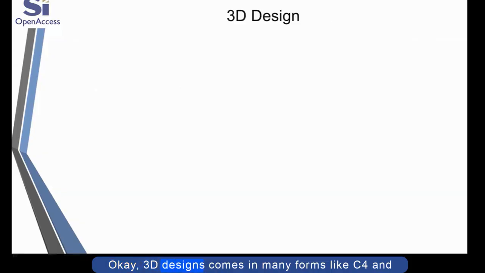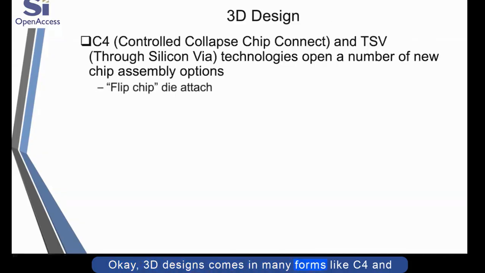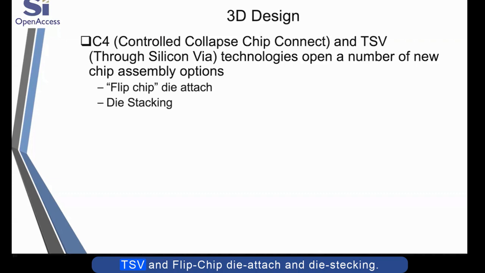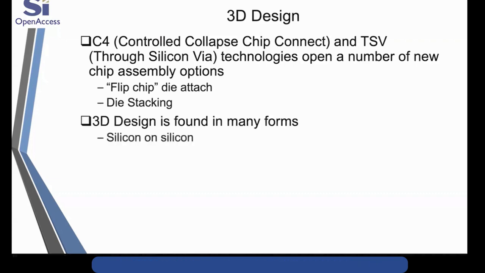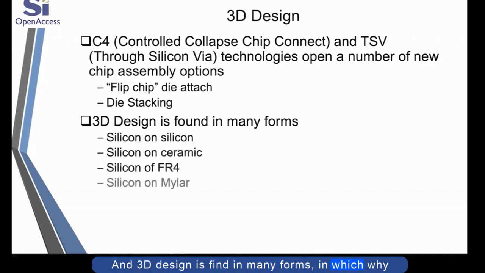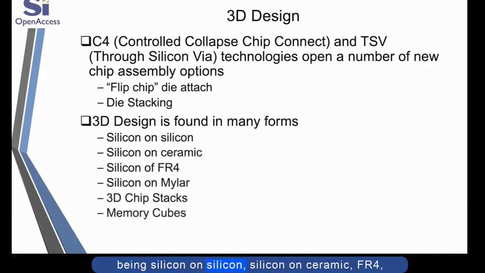3D designs come in many forms, like C4 and TSV, flip chip die attach, and die stacking. 3D design is found in many forms, which might be silicon on silicon, silicon on ceramic, FR4, silicon on layer, 3D chip stacks, and memory cubes. Those are very popular design styles currently, and we already have lots of products. We've seen a lot of products in the market, especially in AI accelerator chips.